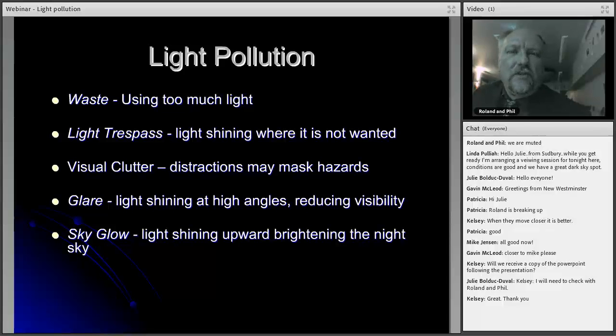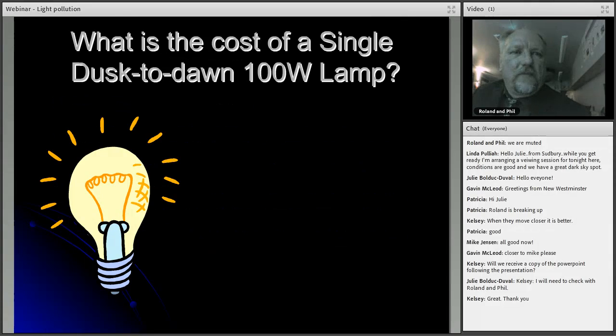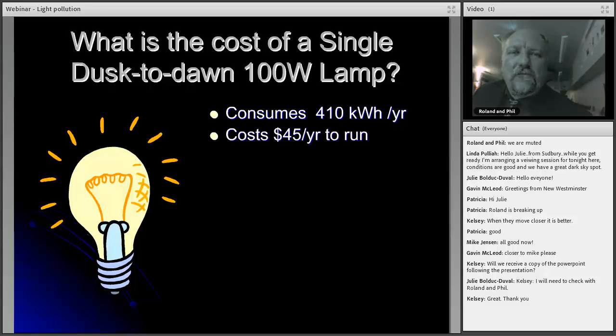So what we're going to do in the next series of slides is just look at each of these in turn. We'll start off with waste. And think about this. Many of you might still have an incandescent bulb on your porch light. So what is the cost of that dusk-to-dawn 100-watt lamp? Well, it'll consume roughly this amount of electricity a year. Roughly $45, $50 a year to run.